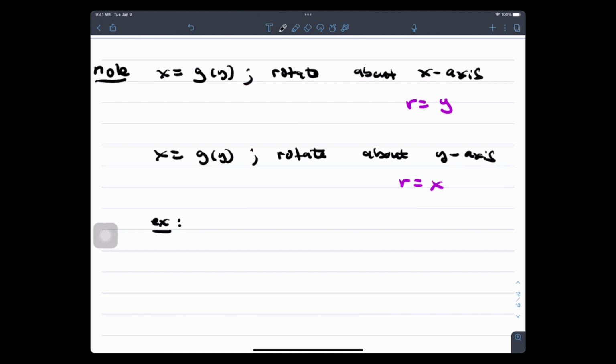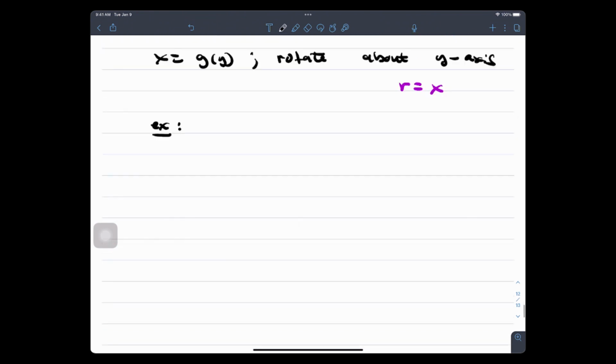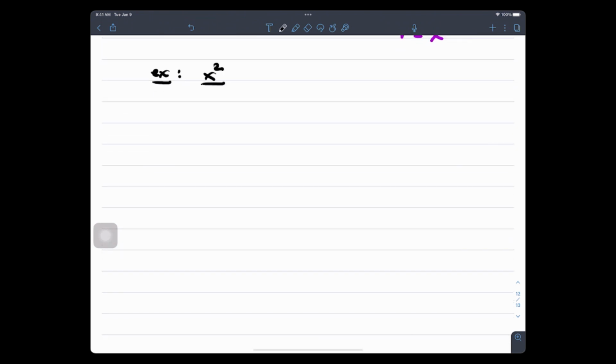Let's see if I can find one here. Okay, let's do something like this. What's the remaining time? We may not be able to finish this, but okay. I'm going to give you guys something like this: x squared over 9 plus y squared over 4 equals 1, rotated about the x-axis.